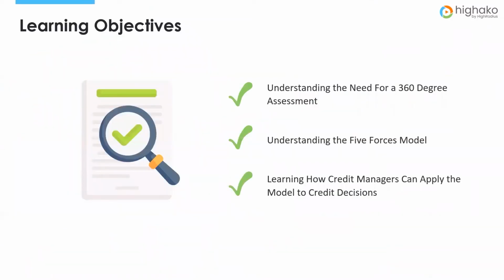The learning objectives for the tutorial are, first of all, why it's important to understand how to do a 360-degree assessment of a company that you're evaluating. It's more than just looking at financials and trade references. There's a context in which every business operates. We're going to talk about the importance of understanding that using this model.